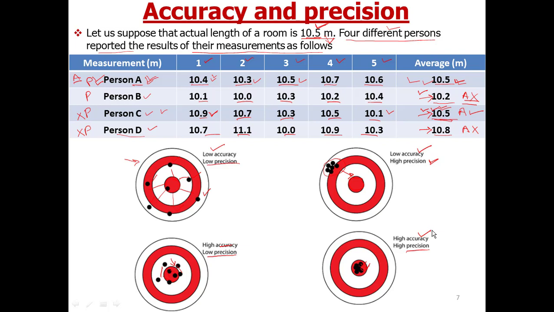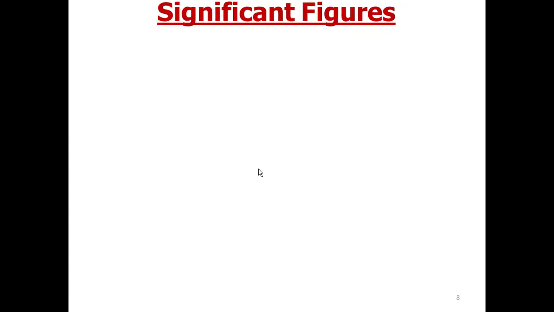In any scientific measurement, if you have to do some experiment and report the value, it is always expected that your results should be both accurate as well as precise. To check the accuracy, we match the average value with the true value, and to check the precision, we look at the individual measurements. The individual measurements should be very close to one another and also close to the average value. So this was accuracy and precision.